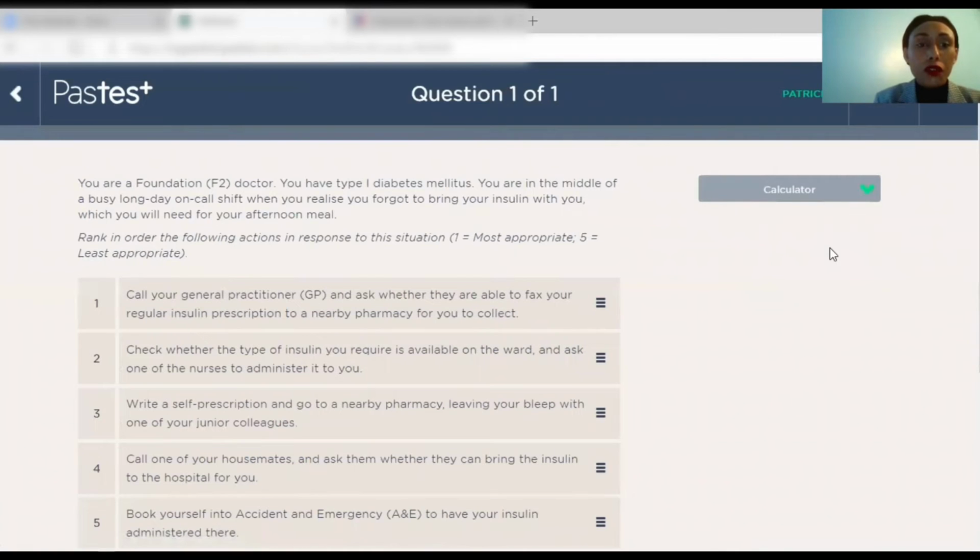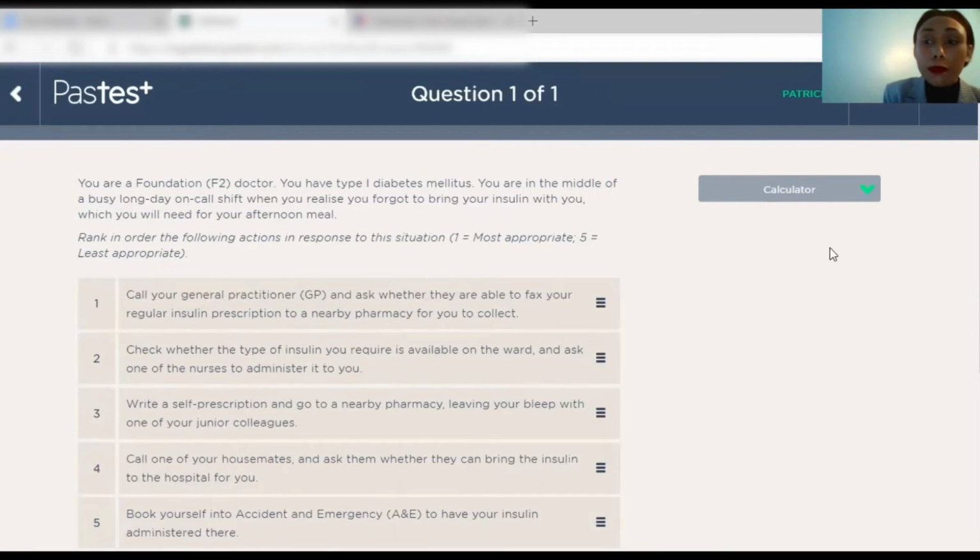Okay, so you are a Foundation F2 doctor. You have type 1 diabetes. You are in the middle of a busy, long day on-call shift when you realize you forgot to bring your insulin with you, which you will need for your afternoon meal. So rank in order the following actions in response to this situation, 1 being the most appropriate and 5 being the least appropriate.